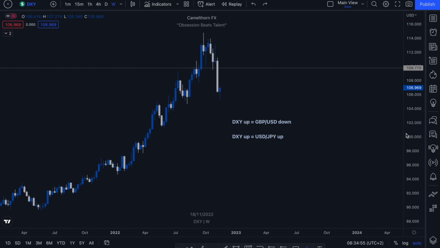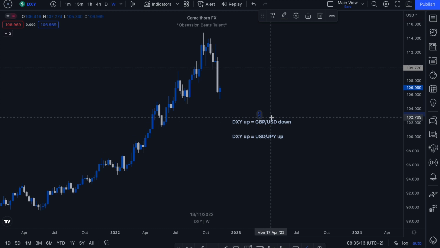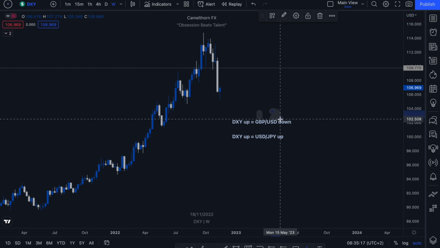We all know that currency pairs consist of two currencies, right? For example, the Great British Pound and the US dollar. Now, as you may or may not know, the first currency in a currency pair is what's referred to as your base currency, and then the second currency in your currency pair is what's referred to as your quote currency, all right?